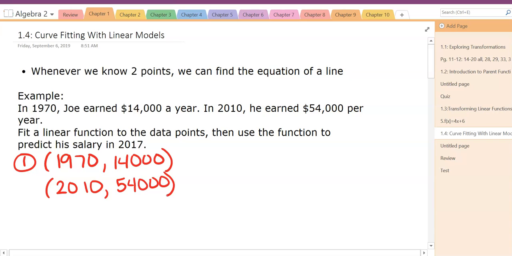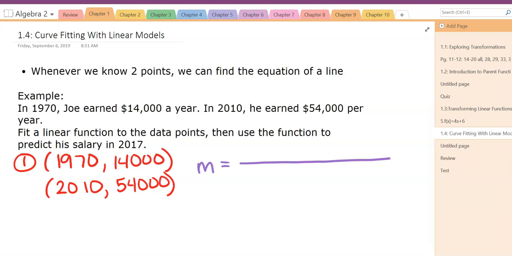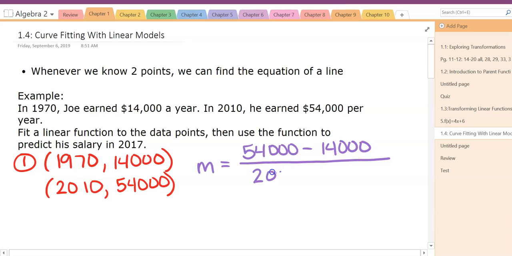So to use these two coordinates, we need to first find our slope. Remember, slope is when we do the y minus y over x minus x. So when you guys look at your points, it doesn't matter which one you put in first. You just have to keep it consistent on the top and on the bottom. A lot of times I try to keep my slope positive if I can. So I usually try to take the bigger number minus the smaller number. So I'm going to do 54,000 minus 14,000. And then the year 2010 minus the year 1970.